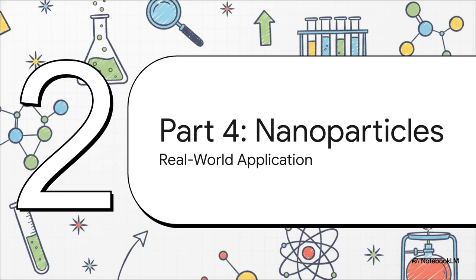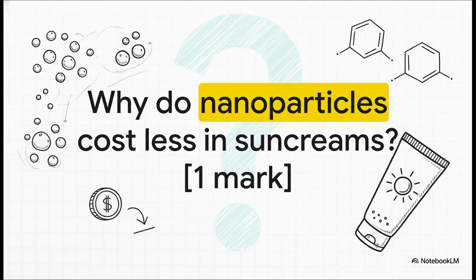Okay, let's bring this home with the final part of the question. This is where we connect all this nanoparticle knowledge to something you might actually find in your bathroom cabinet. It's all about applying what we know. Here we have a 1-mark suggest question. It's asking us to think like a scientist and maybe a bit like a manufacturer. Why is it cheaper to use these tiny nanoparticles in sun cream instead of just bigger, fine particles?